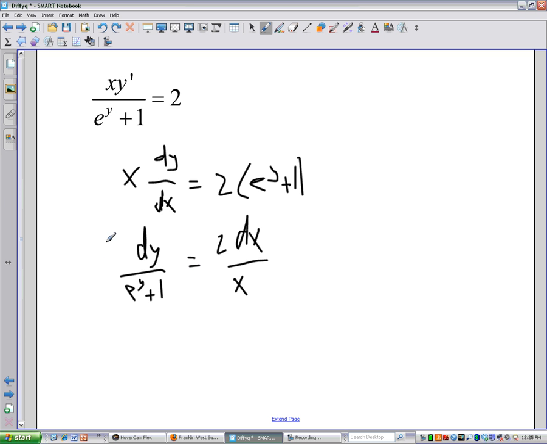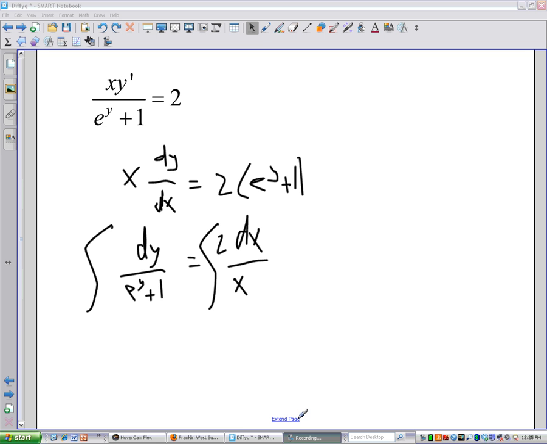Alright, I'm just thinking out loud here for a second. I may have to pause this thing, but we've got the variables separated. So, let's see. This side, how do I integrate dy over e to the y plus 1? Okay. Be right back. Let me think.